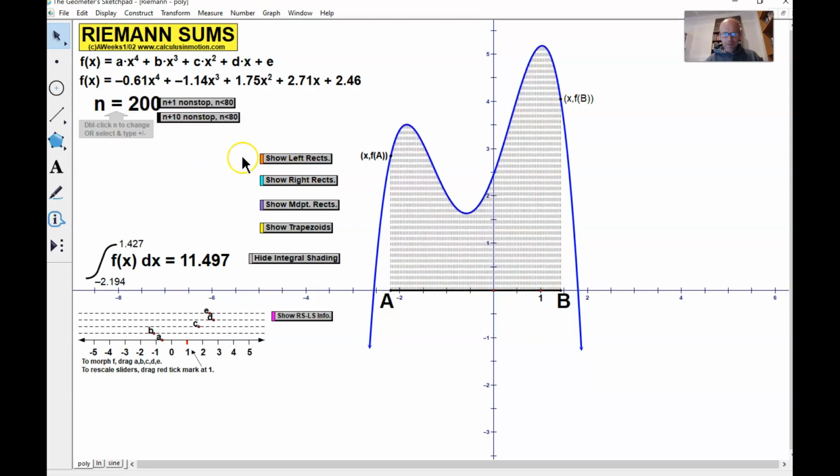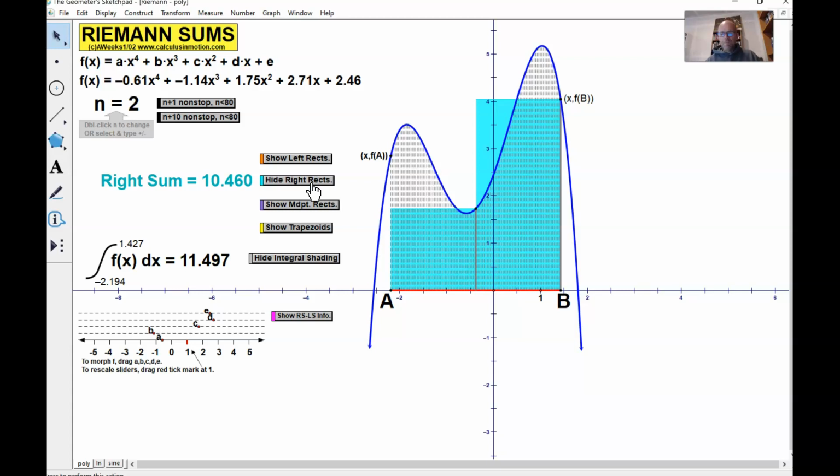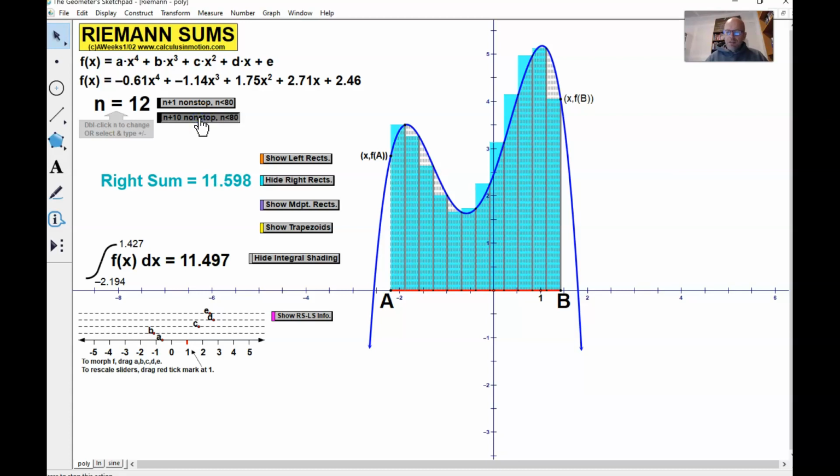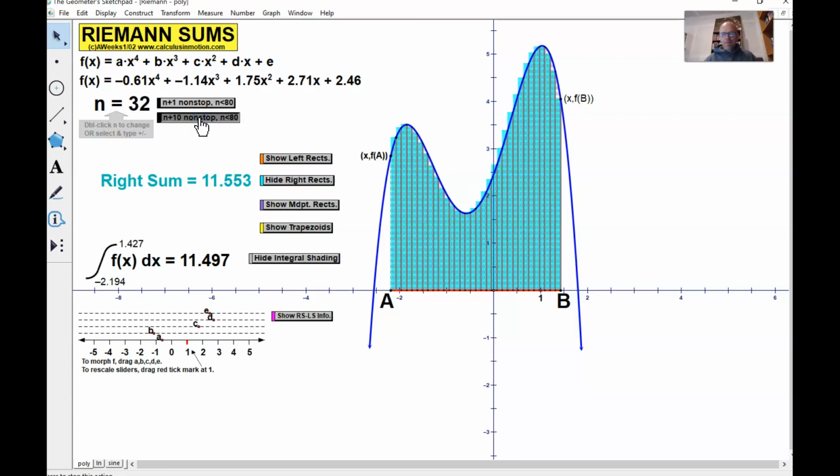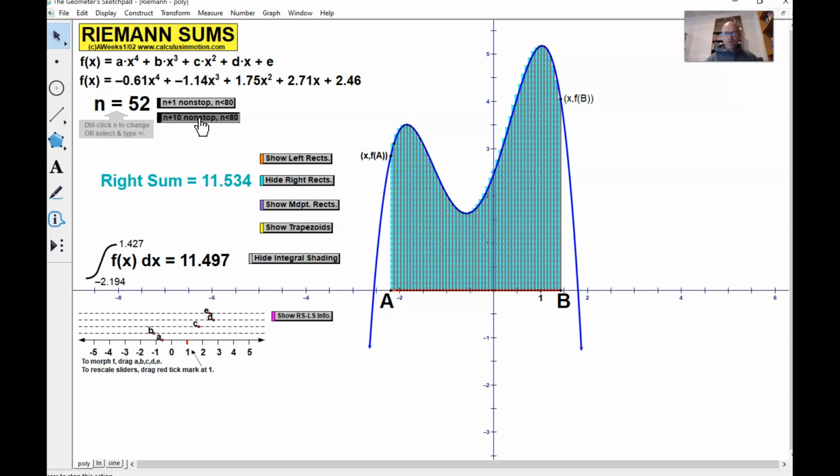Okay, let's start over again and go back down to, say, 2. And let's show a right-hand rectangle. That was the left-hand before, right? So again, it doesn't really matter if it's right or left, because you can see even if it's right, it's also going to get closer and closer and closer.